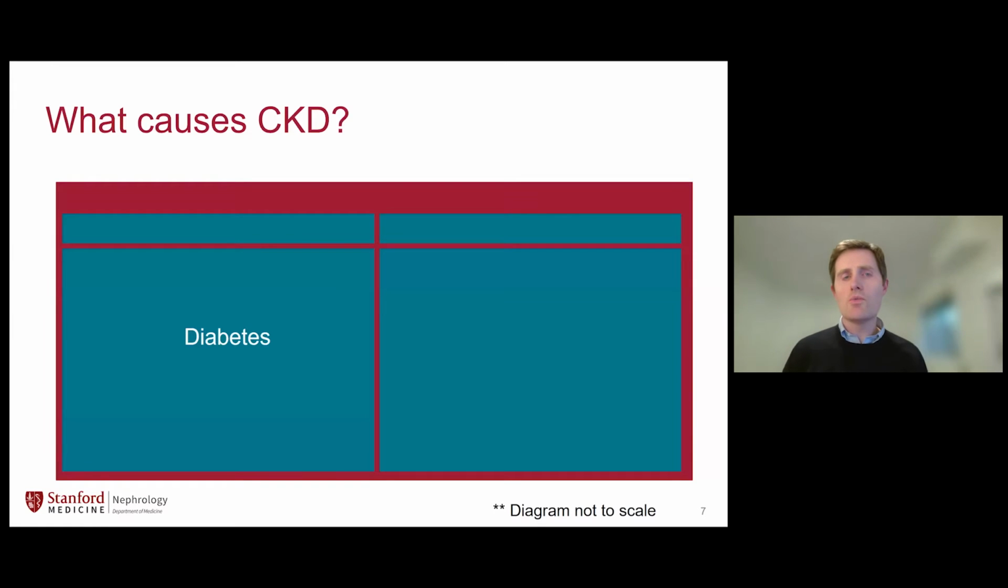In broad strokes, what causes chronic kidney disease? Again, diagrams not to scale, as I know at the bottom, but the two major drivers, both in the US and worldwide actually, are diabetes and hypertension. These account for the majority of the cases of chronic kidney disease. There are lots of other causes. I picked a few to put in these smaller categories for the purposes of tonight's talk.